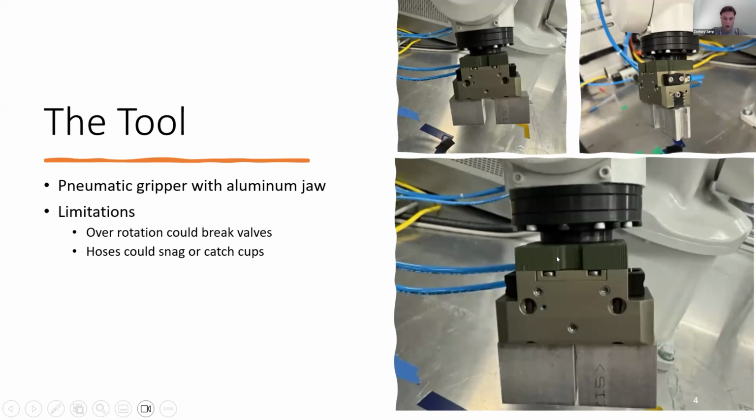So the tool itself was a pneumatic jaw, an aluminum gripper. There were some limitations with this. Of course, the hose lines could snag cups as it passes through. We noticed that while we were teaching some of the routines, so we were cautious about it. Also, over rotating this robot could potentially pull on these hoses and break valves, so it's just something that we looked out for.